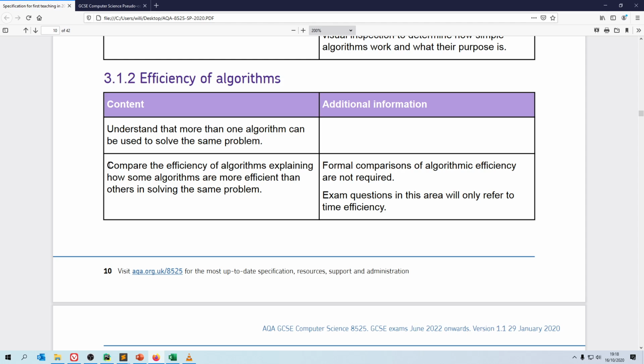And then it says, compare the efficiency of algorithms, explaining how some algorithms are more efficient than others in solving the same problem. Now this, initially I thought this was quite complicated, but it says formal comparisons of algorithmic efficiency are not required. If you do Googling around this and you hear people talking about something called big O notation, click away because you don't need to know it. That's more complicated. It says exam questions in this area will only refer to time efficiency.